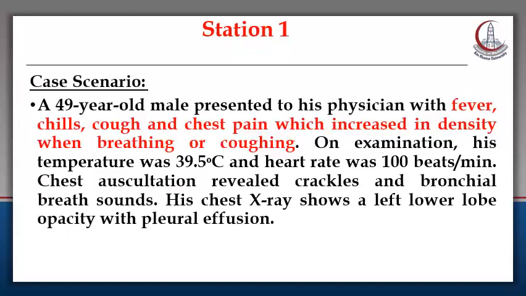On chest X-ray, we found that there is left lower lobe opacity with pleural effusion, meaning, as we discussed before, there is opacity, meaning there is pneumonia, but it's taking only the left lower lobe. So it's the symptoms of typical pneumonia, and we will name it lobar pneumonia, as the symptoms on the chest X-ray are taking only the left lower lobe.